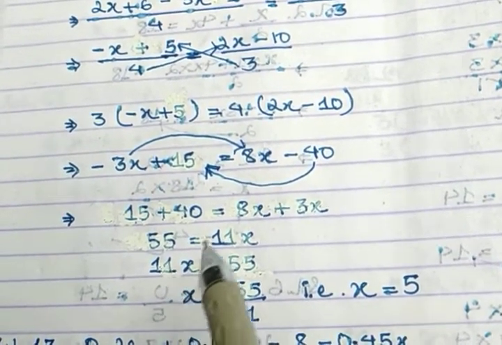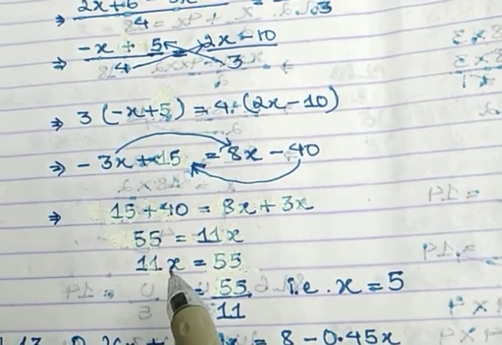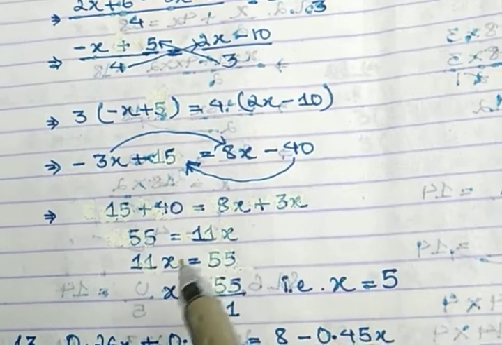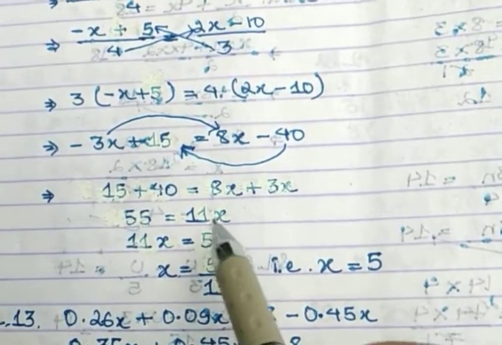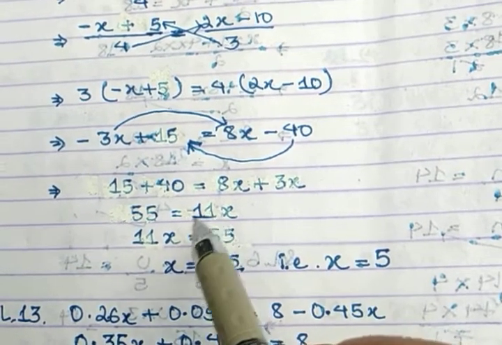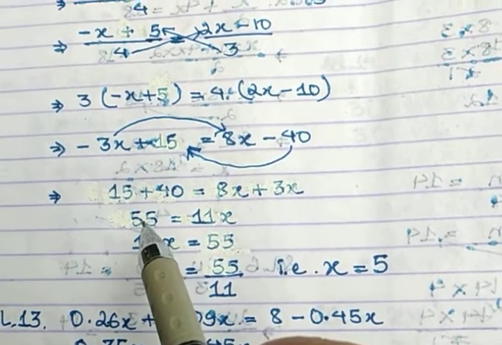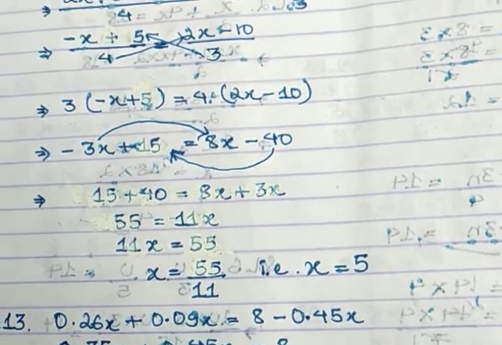Here what I have done is, see, 11x equals 55, and 55 equals 11x, and 11x equals 55 I have written on the other side. What I have done here actually is, I have changed the place, isn't it? See, 11x, actually it was on the right side, and I have taken it to the left side. And this one is on the left side, and I have taken it to the right side. But I haven't changed the sign, isn't it?